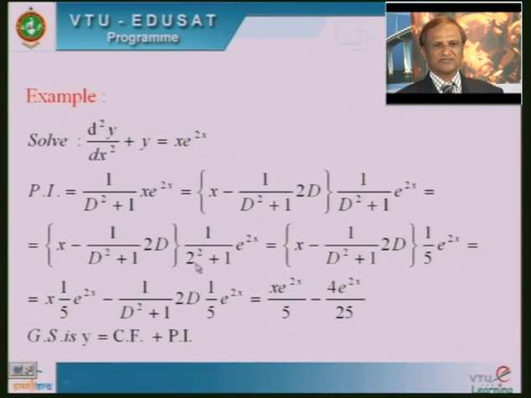Simplify: 2 square means 4, 4 plus 1 is 5, so 1 by 5 into e to the power 2x. Now I have to multiply x into the normal multiplication 1 by 5 e to the power 2x. Is it clear? So, minus 1 upon D square plus 1 into 2D into 1 by 5 e raised to 2x. Is it clear? So, we know that D is an operator.